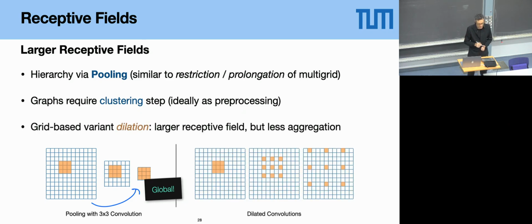For grids, there's one interesting variant that you might come across or might have already come across. Who has heard of these dilated convolutions? Okay, good to mention. Then there are so-called dilated convolutions that are popular, that actually aim for a similar effect.